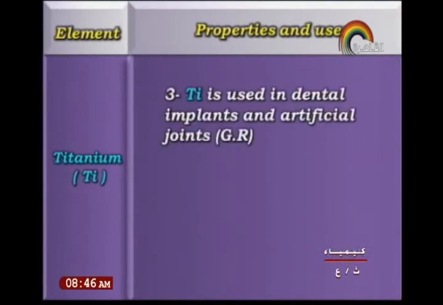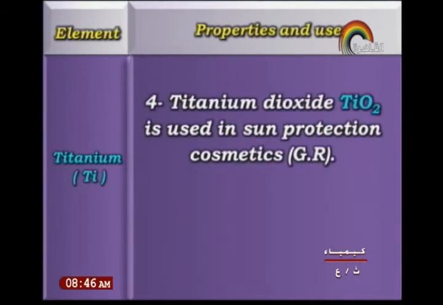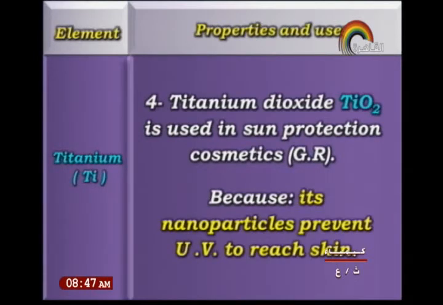The third use for titanium is in dental implants and artificial joints, because it is an inert substance, so the body doesn't reject it and it doesn't cause any type of poisoning. My dear students, another use for titanium is that titanium dioxide, TiO2, is used in sun protection cosmetics. The reason for that is because its nanoparticles prevent the ultraviolet radiation from reaching the skin.